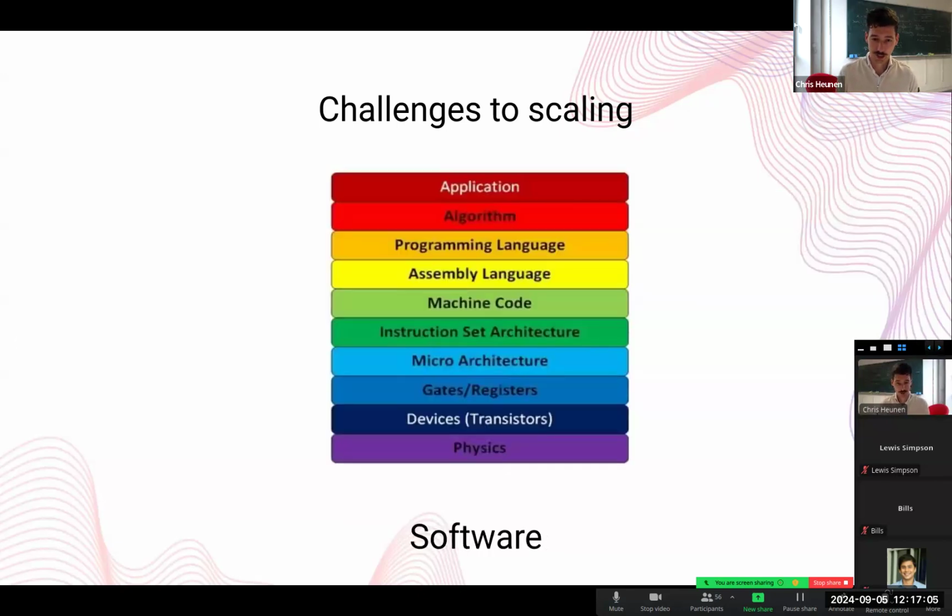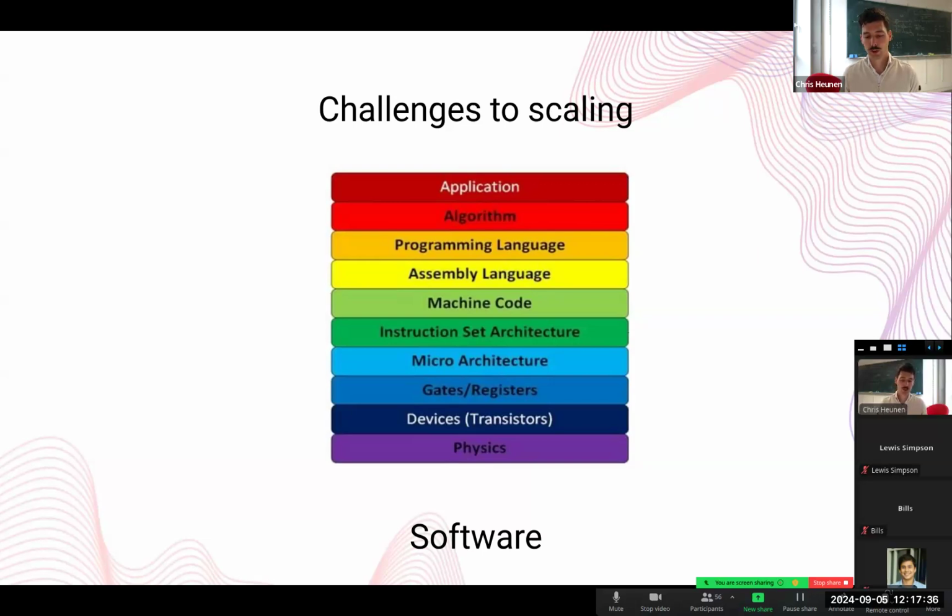Third challenge to scaling, and this is what we do at the University of Edinburgh a lot, is software for these quantum computers. So for classical computers, there's a whole stack of abstraction that you see here that goes all the way up from the application of, I want to solve this certain problem, all the way down to how that gets more and more concrete, more and more translated down to how these transistors in your computer or your phone are actually turned on and off.